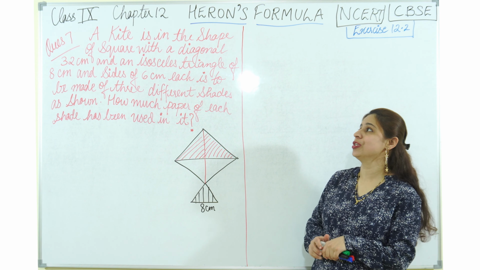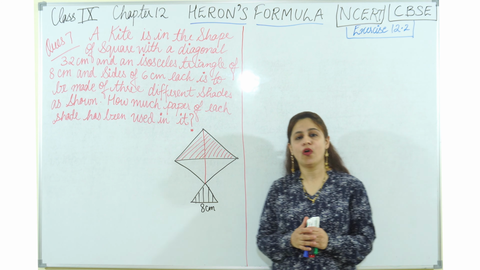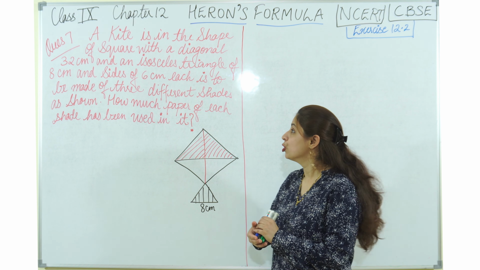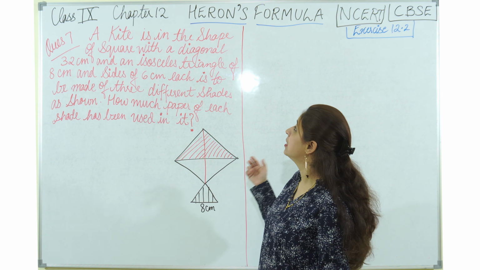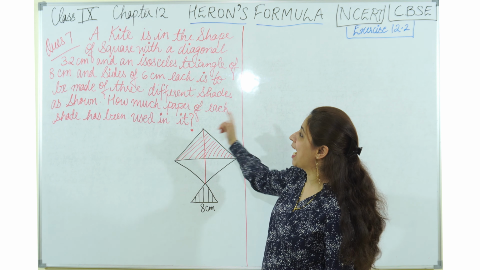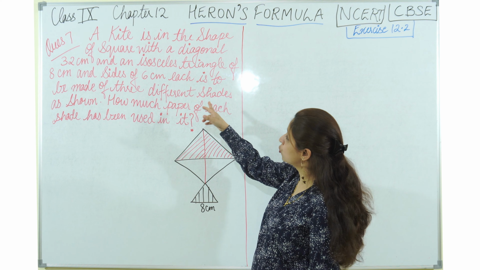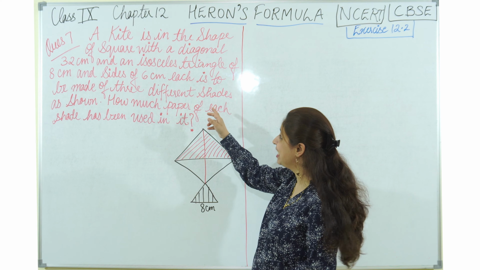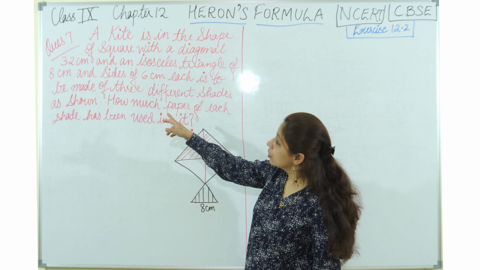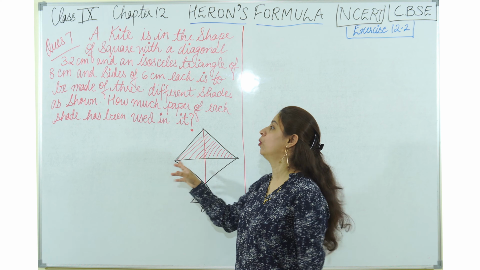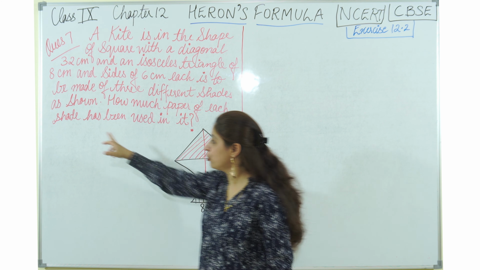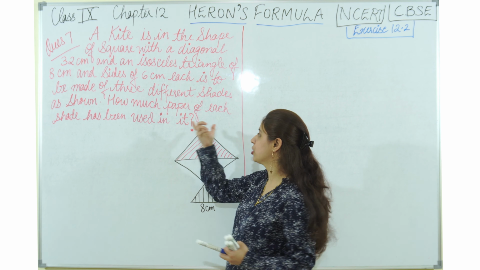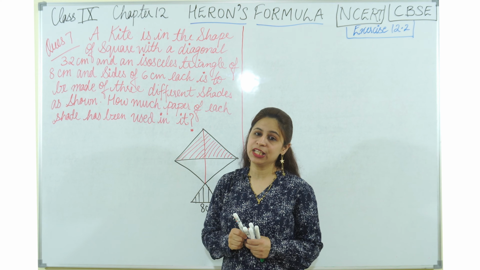So let us start with question number 7 of class 9, chapter 12, exercise 12.2 for CBSE NCERT. Question number 7 says: a kite is in the shape of a square with a diagonal of 32 centimeter and an isosceles triangle of base 8 centimeter and sides of 6 centimeter each, is to be made of 3 different shades as shown. How much paper of each shade has been used in it? So we need to find out how much paper is used for each shade.